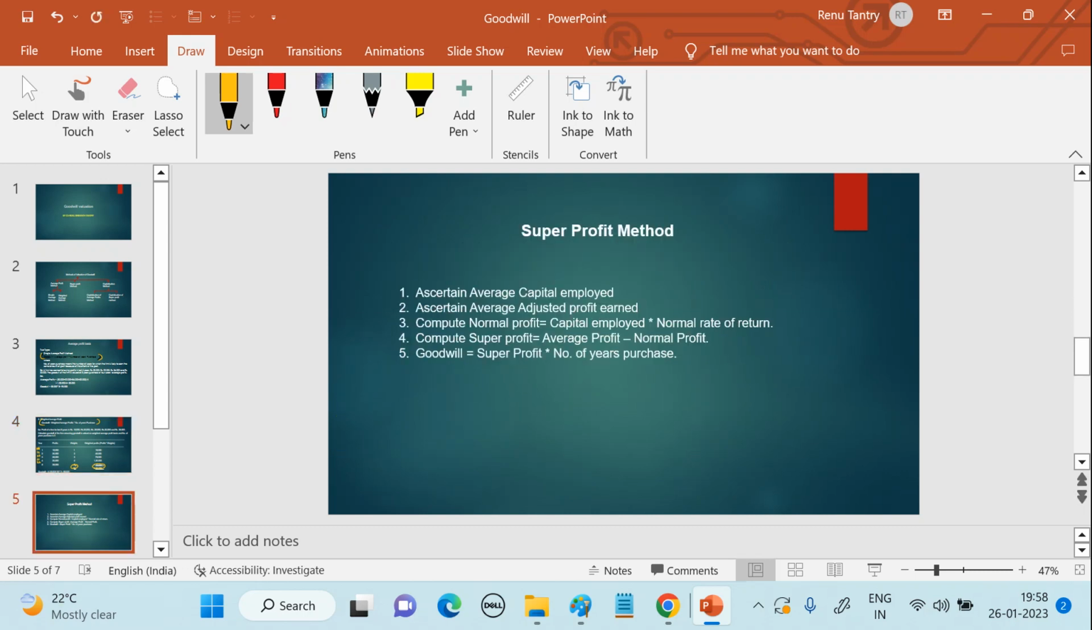Now, next is a super profit method. Note down these steps for all this. If you follow the steps systematically, you'll be able to solve it. Very easy. Now, super profit method. Now, what we're saying is when a firm is able to earn a level of profit which is higher than what other firms are able to earn at the normal rate of return, then we say that there is super profit. And that super profit is going to be used and multiplied with the number of years purchase to ascertain goodwill.